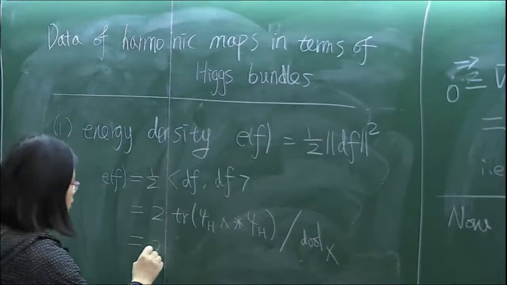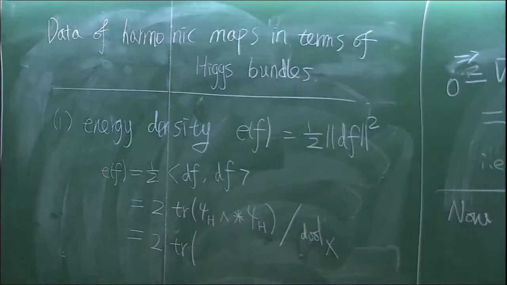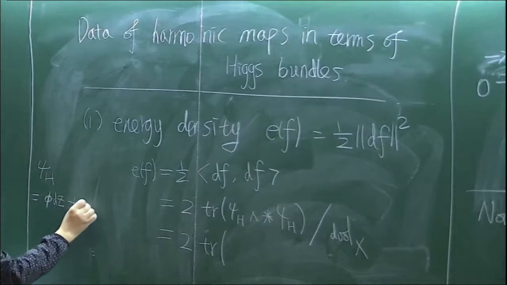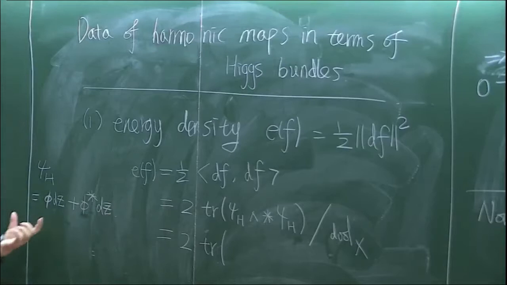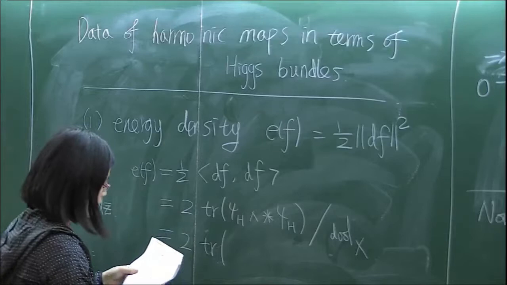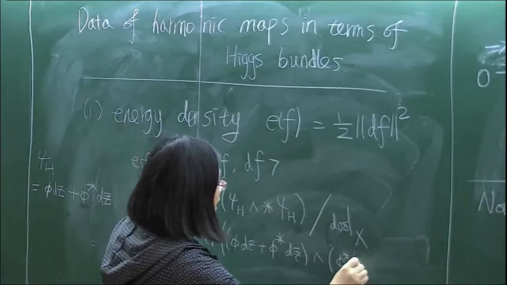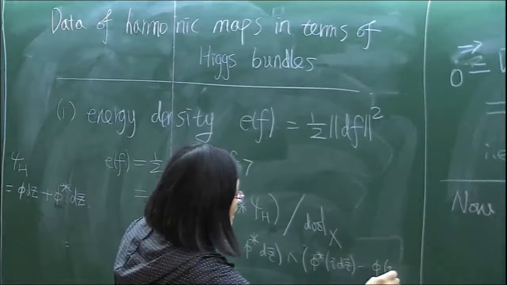What's psi_H in terms of our Higgs field phi? Psi_H is always written in terms of phi. I want to write it as phi dz plus phi star dz bar locally. So this is the decomposition of our psi_H into the 1,0 part and 0,1 part. So this is the trace of phi plus phi star, wedge phi star times i dz bar minus phi i dz, quotienting the volume of X.